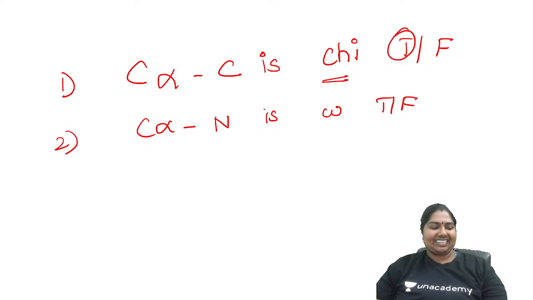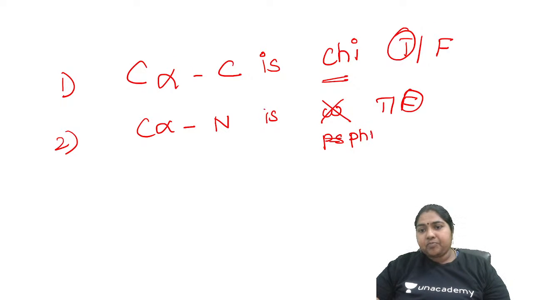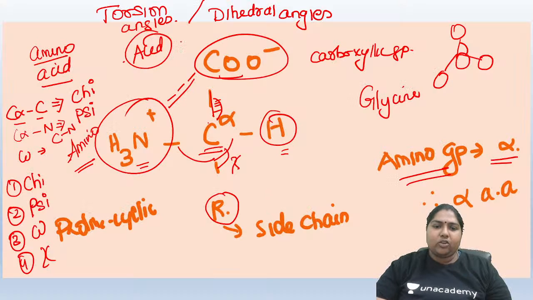C alpha N, it is omega angle. True or false? No, what is the C alpha N? Very good. Yes, Devika, net aspirant. Yes, biology. It is a false statement. C alpha N, it is going to be the pi angle. My God, I made a blunder. This is going to be the pi angle. Sorry guys, so kindly note it down. I think I told it as psi, it is pi.